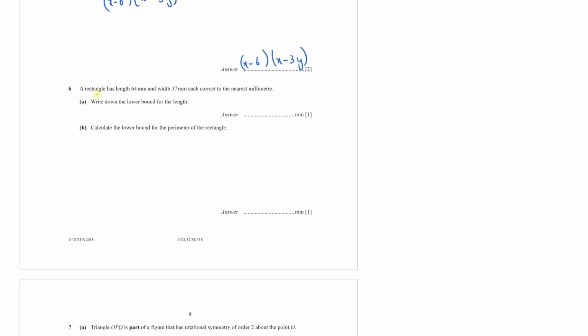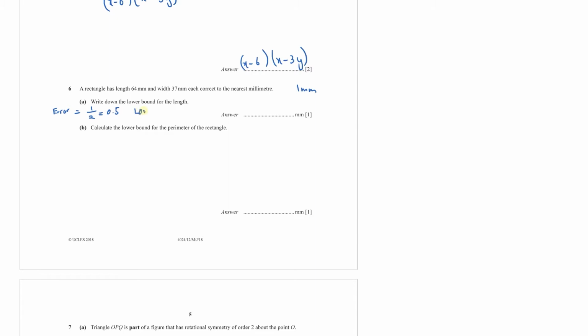Question number 6 is a rectangle has length 64 millimeter and width 37 millimeter, each correct to the nearest millimeter. So your degree of accuracy is 1 millimeter. Write down the lower bound for the length. So first you need to find the error, and the error is always your degree of accuracy divided by 2. So in this case, your degree of accuracy is 1 divided by 2. So you get the error 0.5.